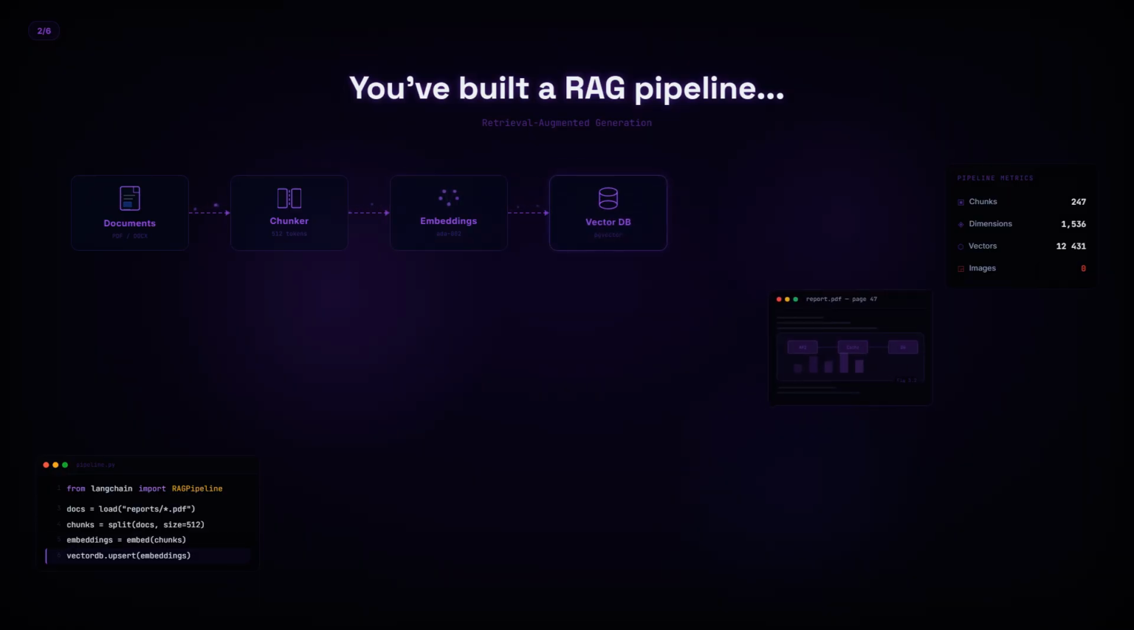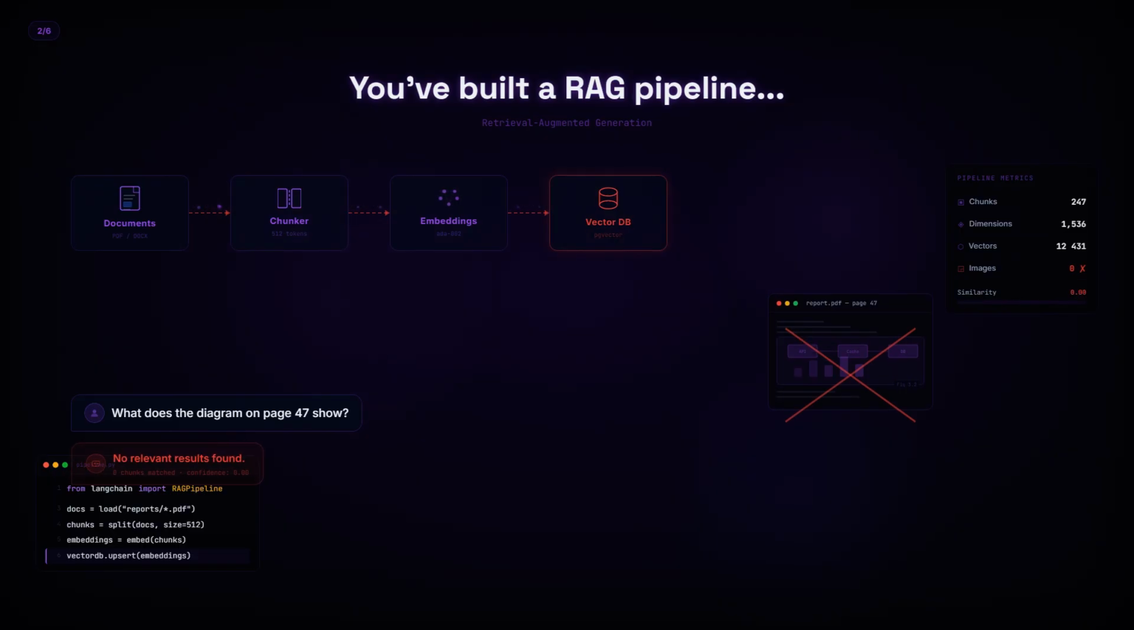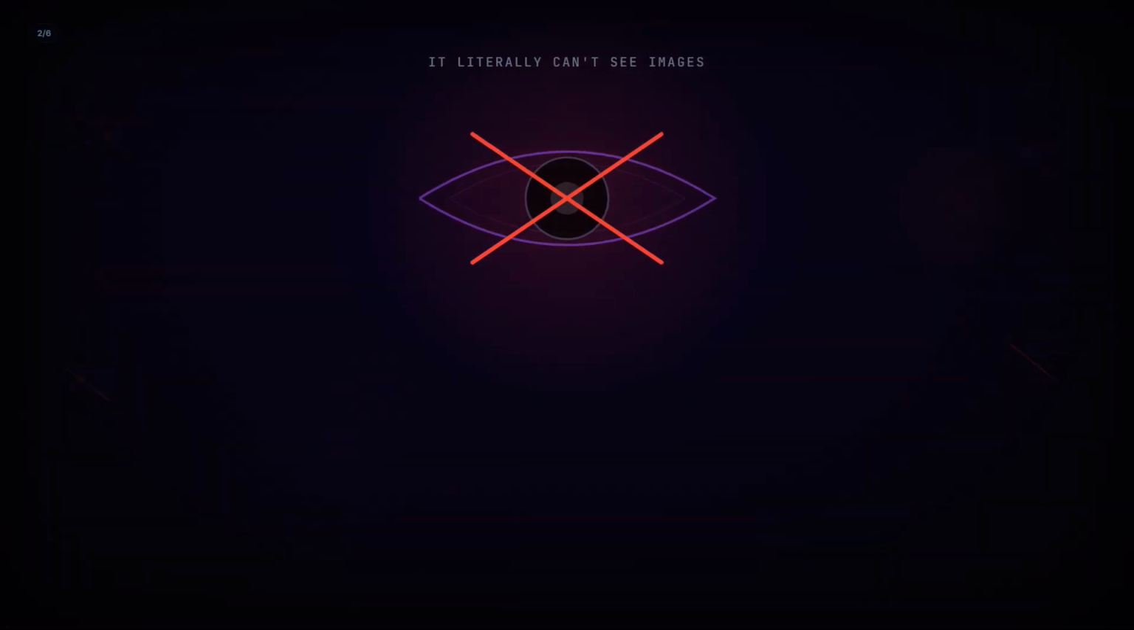You've built a RAG pipeline, chunked your documents, embedded them, and thrown them into a vector database. And then someone asks, "What does the diagram on page 47 show?" And your pipeline returns absolutely nothing, because it literally can't see images. Congratulations, you built a search engine for the blind.